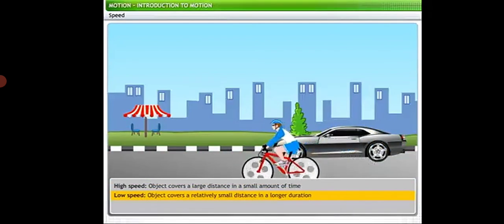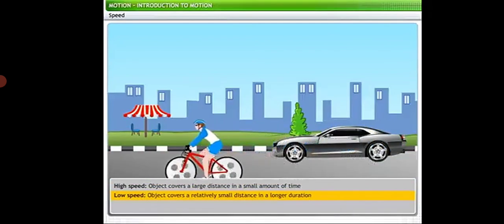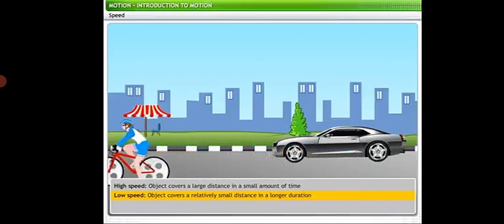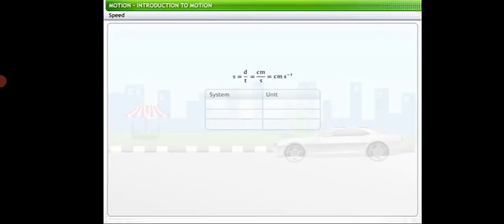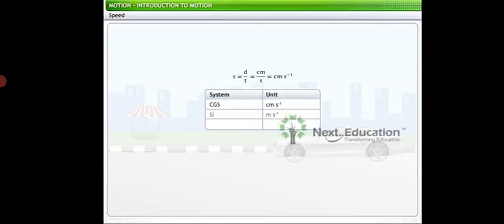Conversely, a slow moving object has a low speed and covers a relatively small amount of distance in a relatively larger duration. Speed is measured in centimeters per second in the CGS system and meter per second in the SI system.